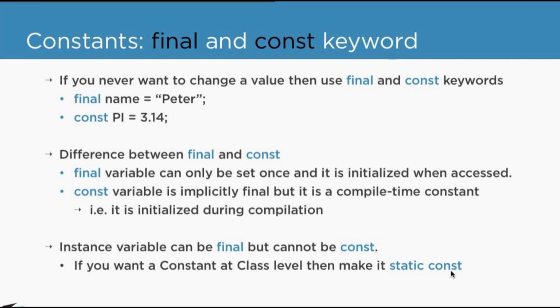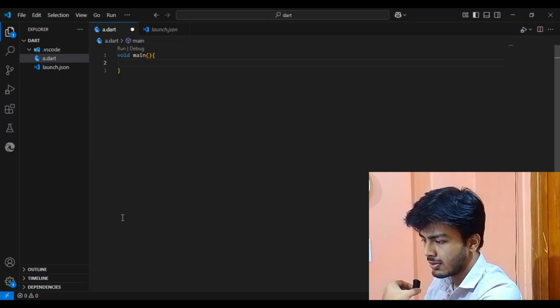So another difference is that instance variable can be final but cannot be constant standalone. If you want a constant at a class level, then make it a static constant, not just constant. So if you use constant at class level, then you have to use static along with constant. So let's go to the main method.